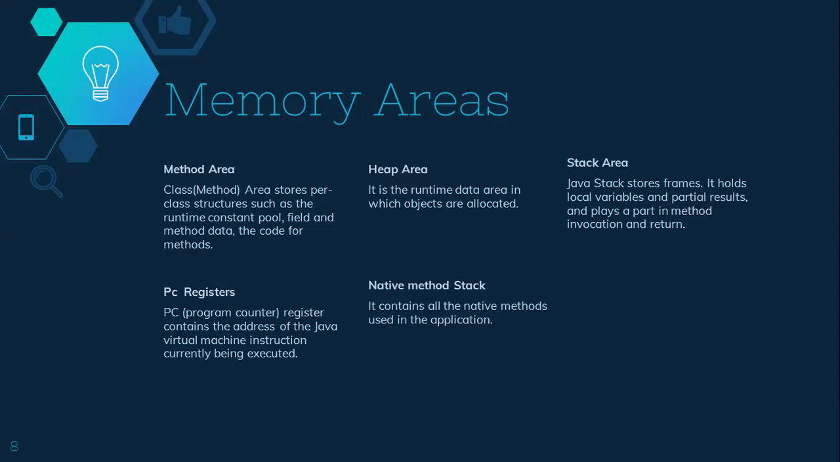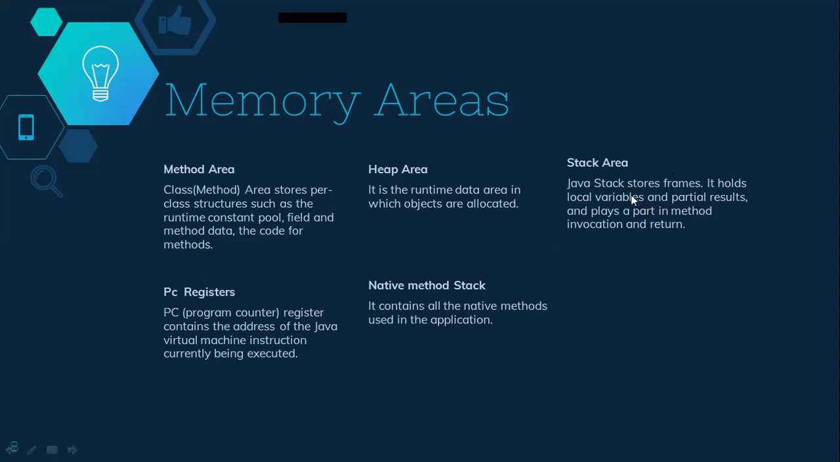Next we have the heap area. In this, objects and corresponding instance variables will be stored. So if we are defining any object or instance variables, they will be stored in the heap area. Next we have the stack area. The Java stack stores frames. These frames hold local variables and partial results, and play a very important part in method invocation and return. So when we invoke a method, or expect a return from a method, the stack area is used.